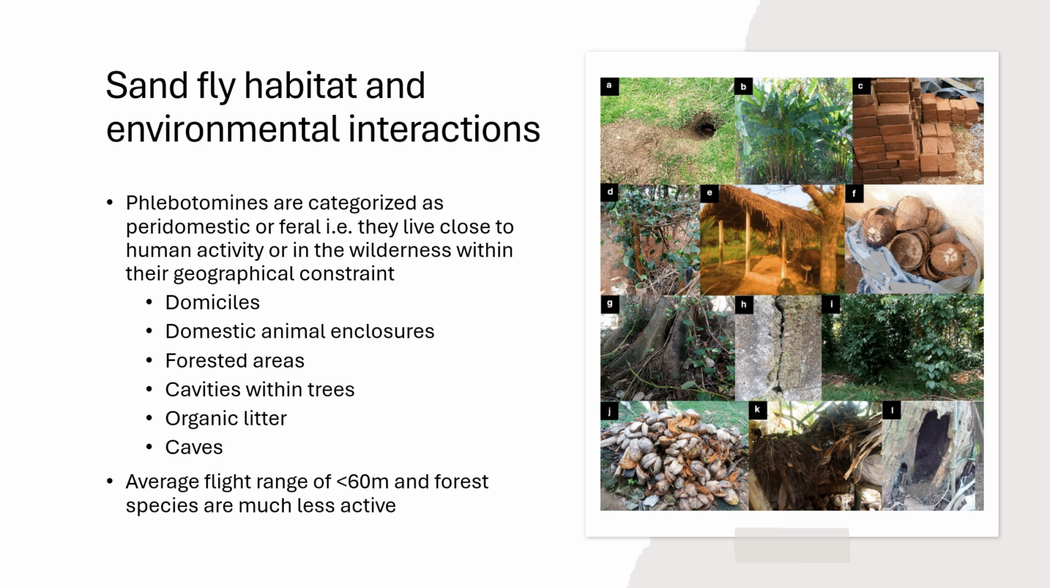So this also includes domestic animal enclosures, which is where the majority of leishmaniasis infections take place, where they're very close in proximity to animals, their waste, and so on. And these sandflies have an average flight range of less than 60 meters, so they can't really fly too far from where they are oviposited, and they'll generally stay within that nearby vicinity. And forest species are much less active, meaning they don't travel nearly as far as their peridomestic counterparts.